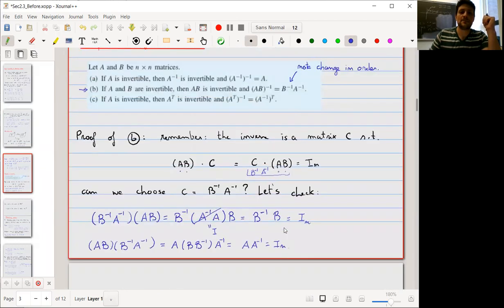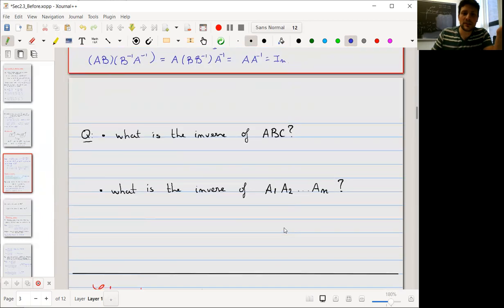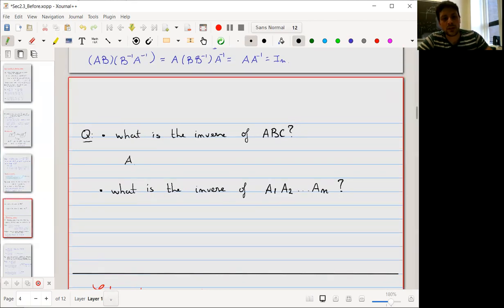Okay, we can iterate this property B to the product of many more matrices, but we need to keep in mind that whenever we take the inverse, we need to reverse the order. So if I have three invertible matrices A, B, C, and I want to take the inverse of that, this will be C inverse times B inverse times A inverse. And I can do this a number of times. If I have a bunch of matrices A1 through AN that are all invertible, then their inverse will be just the product of all the inverses in the reversed order.